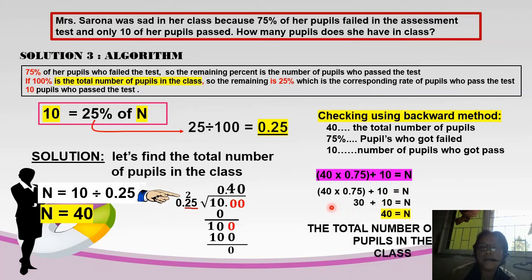Now, you have here 40 times 0.75 equals 30. Now, plus 10 who got passed from the test equals n. So, 30 plus 10 equals 40. 40 equals n. So, the value of n is 40. Now, the total number of pupils in the class are 40. To answer the question in the problem, how many pupils does she have in class? The total number of Mrs. Arona's pupils were 40 all in all. Okay.